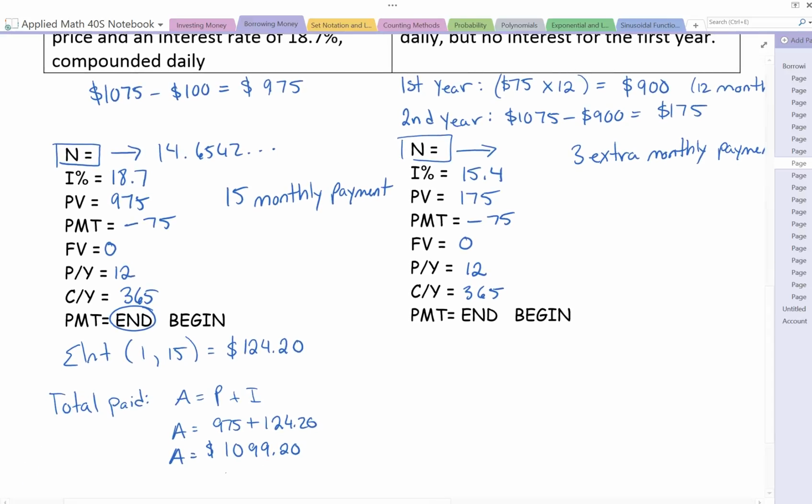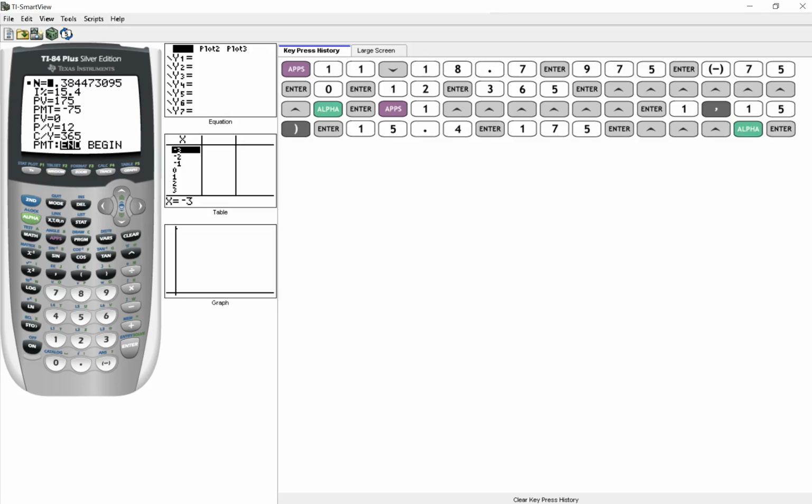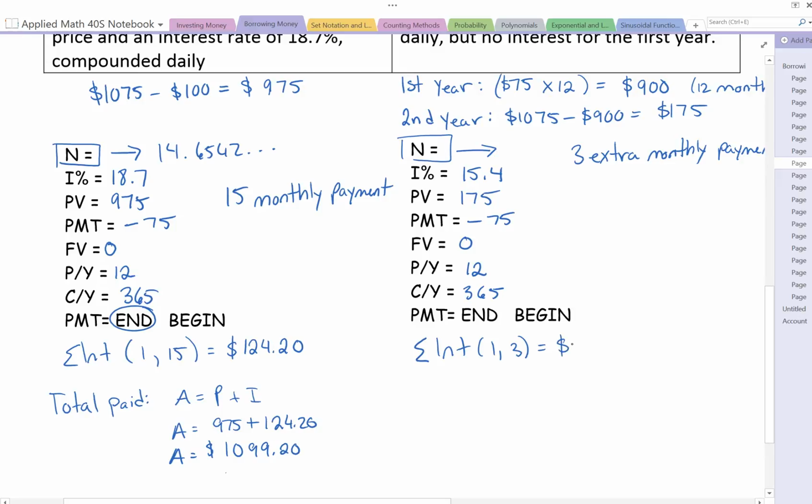But now we can figure out how much interest this is. We didn't have to pay interest on the first year, so we only want to calculate the interest on those last 3 payments. So going back in here, we've got 1 to 3, and that would be an extra $3.95. So all you've paid is $3.95 in interest.